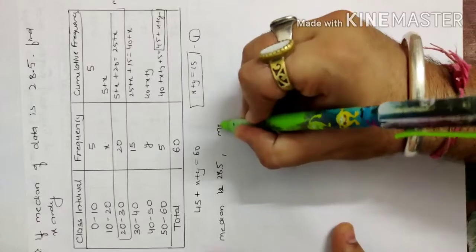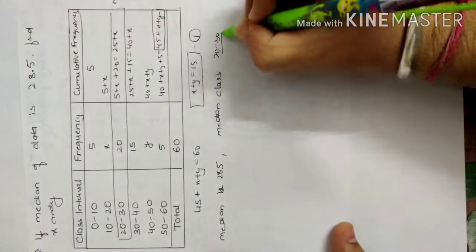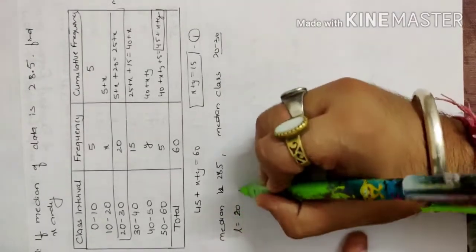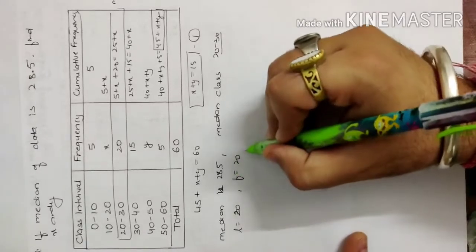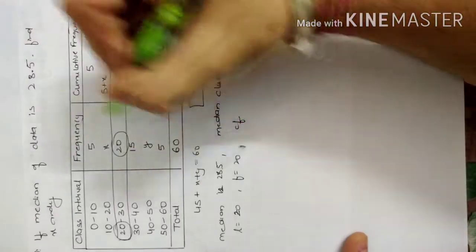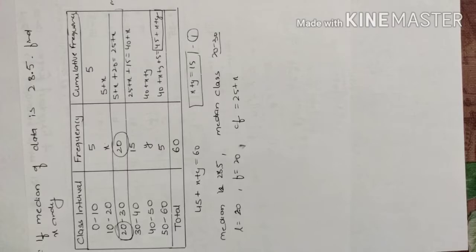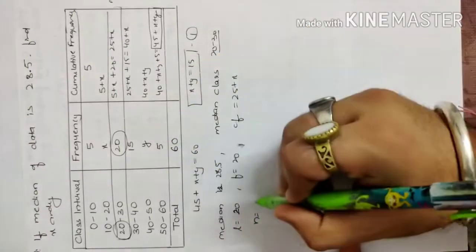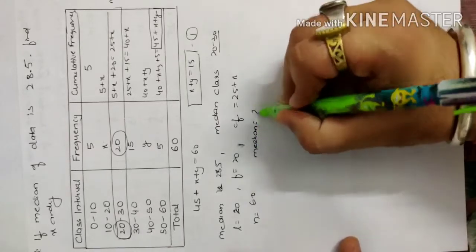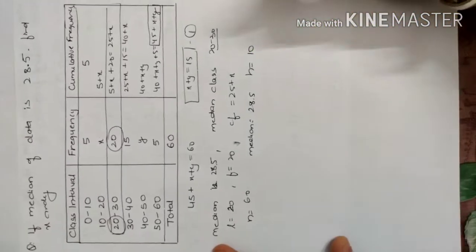So your median class is 20 to 30. What will the lower limit be? 20. Frequency you have got, 20. Lower limit, frequency, and CF as usual, the one above the median class, that will be 25 plus x. Here n, the total number of frequencies, is 60. Median 28.5 and h is 10.